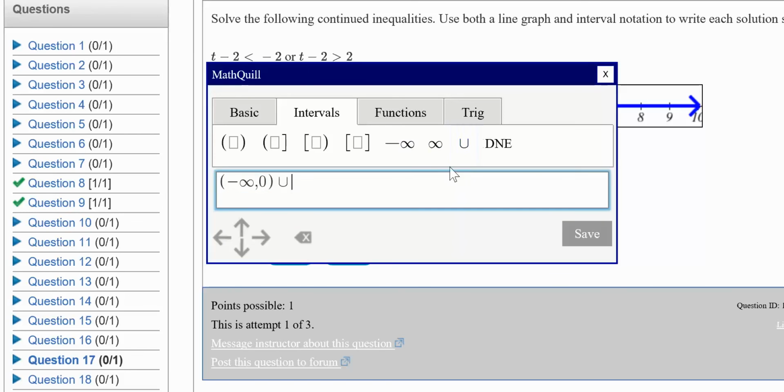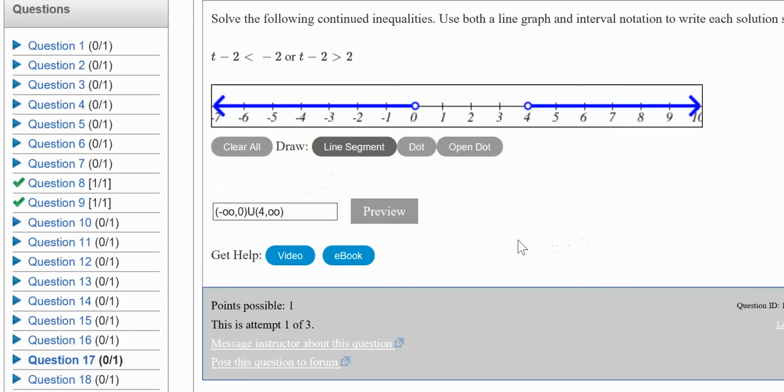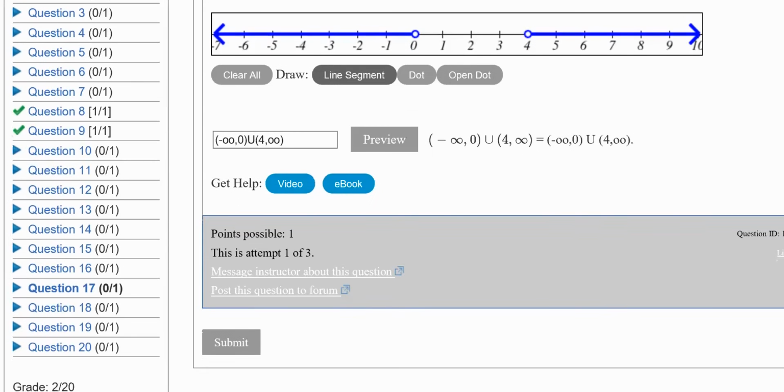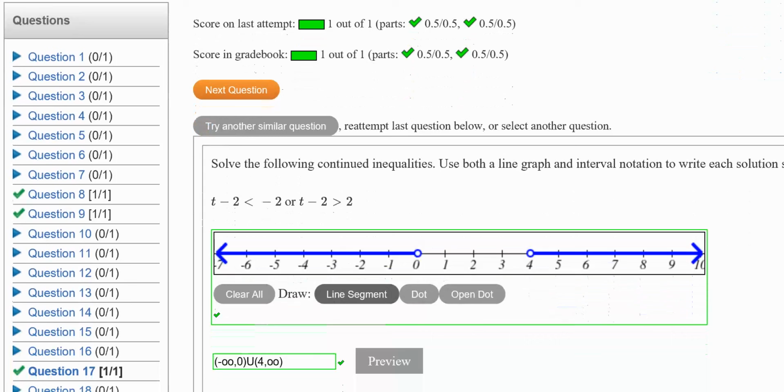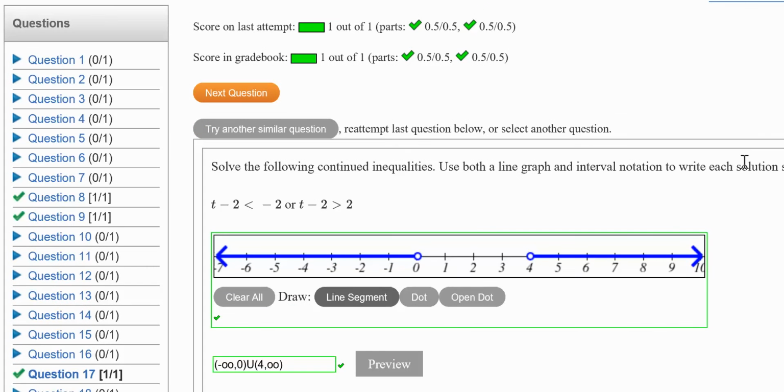And there's going to be a union there. And then I'm starting off again at 4, and I'm going off to positive infinity. That's what I want to see. Save that. So negative infinity to 0, and then 4 to positive infinity. Again, check that, make sure it's exactly what I want to say. Let's submit it and see if we are okay. Yes, all greens, perfect. Okay, so that was the answer to that.